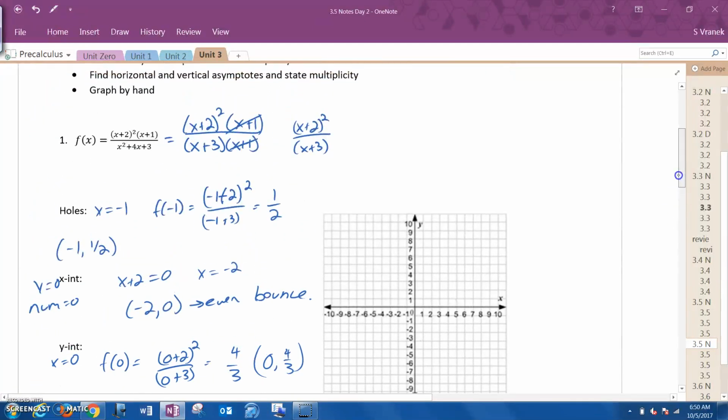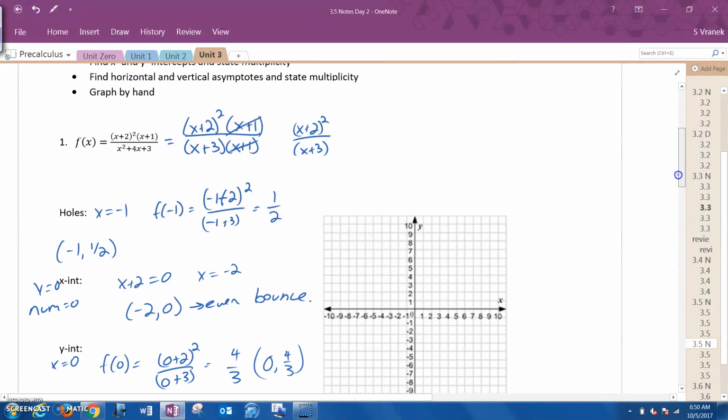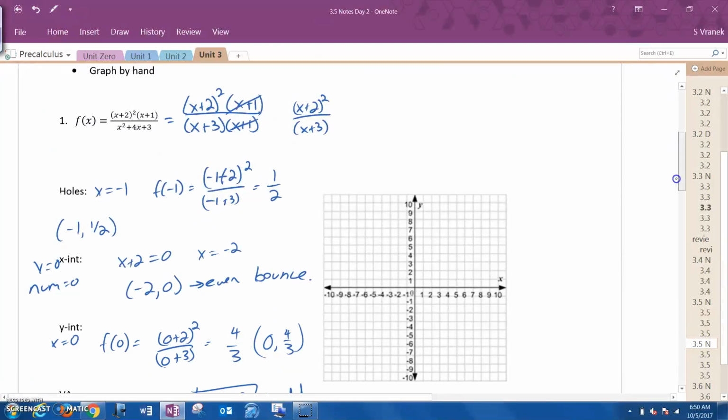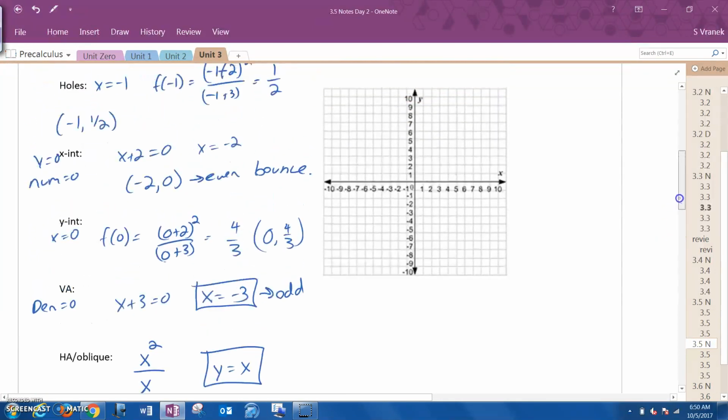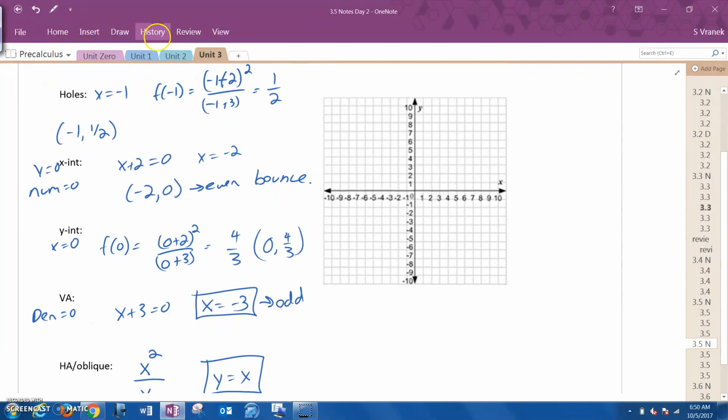And then for oblique, if you notice, either one you can look at, the top is x squared, the bottom is an x. So what you can say is our highest degree on top is x squared, our highest degree on the bottom is x. For graphing purposes, you don't have to do synthetic division or anything, just simplify those terms, and you get y equals x is our oblique asymptote that we're going to use to graph. Alright, so now let's try to graph this and see what happens.